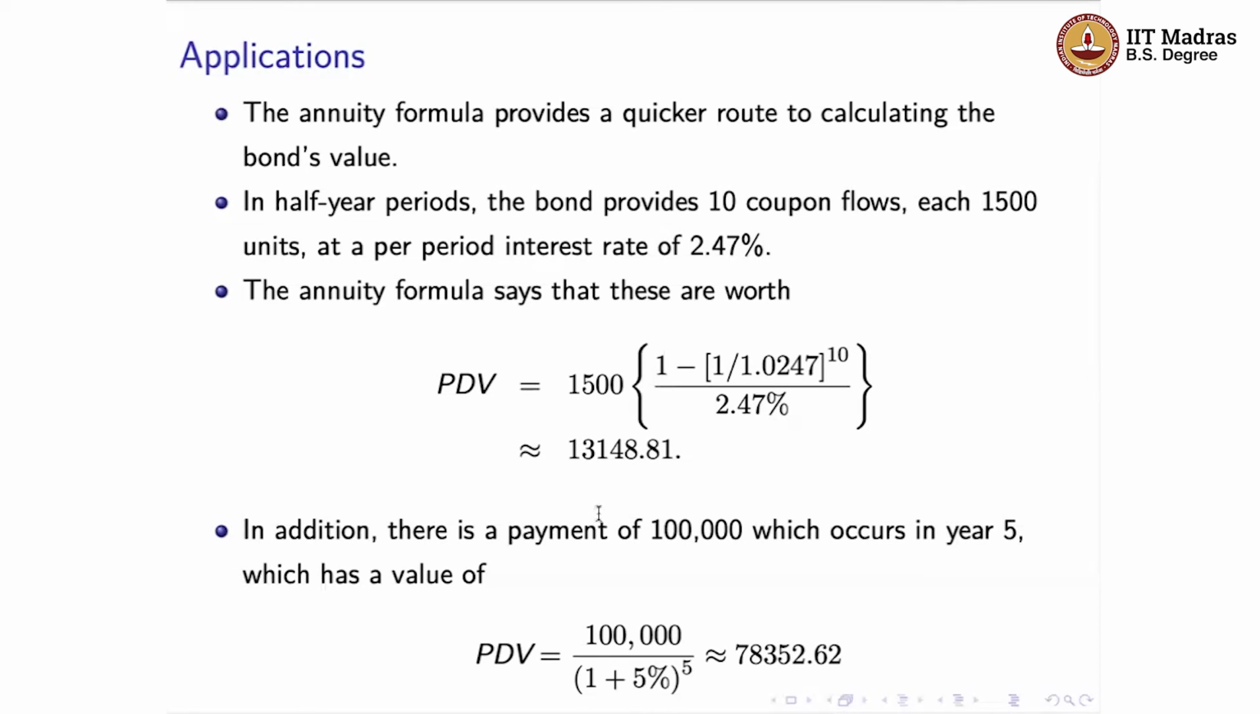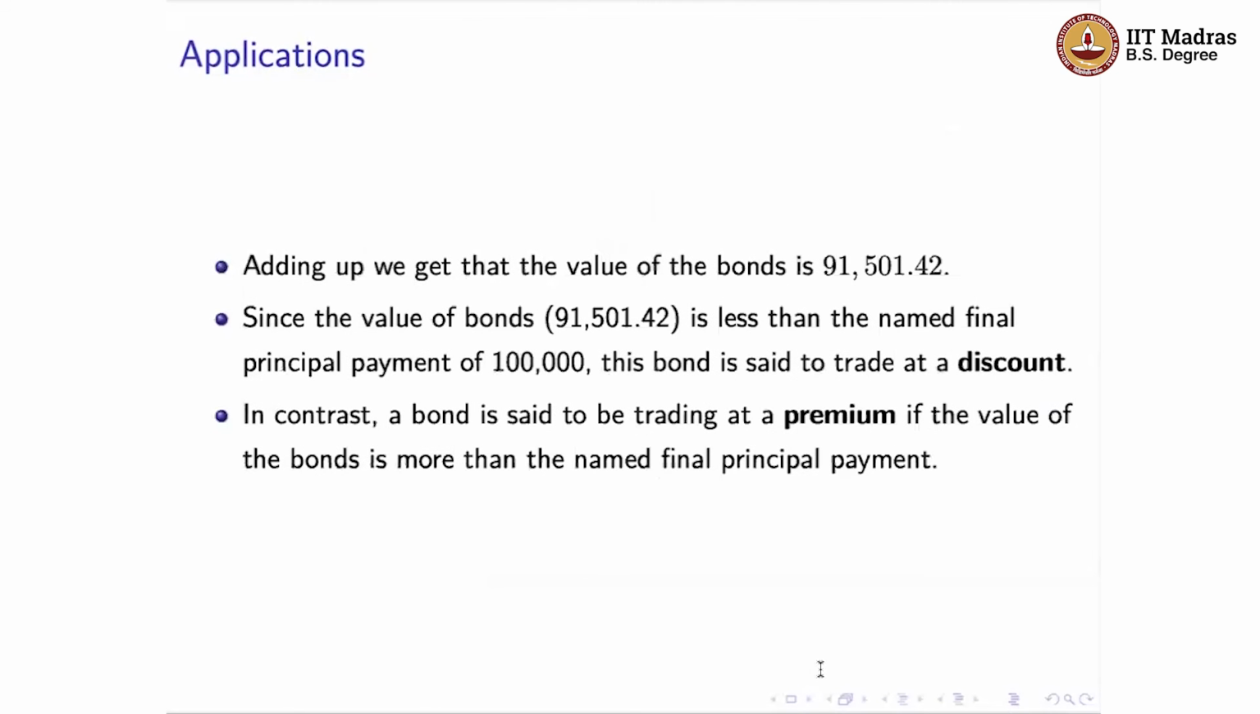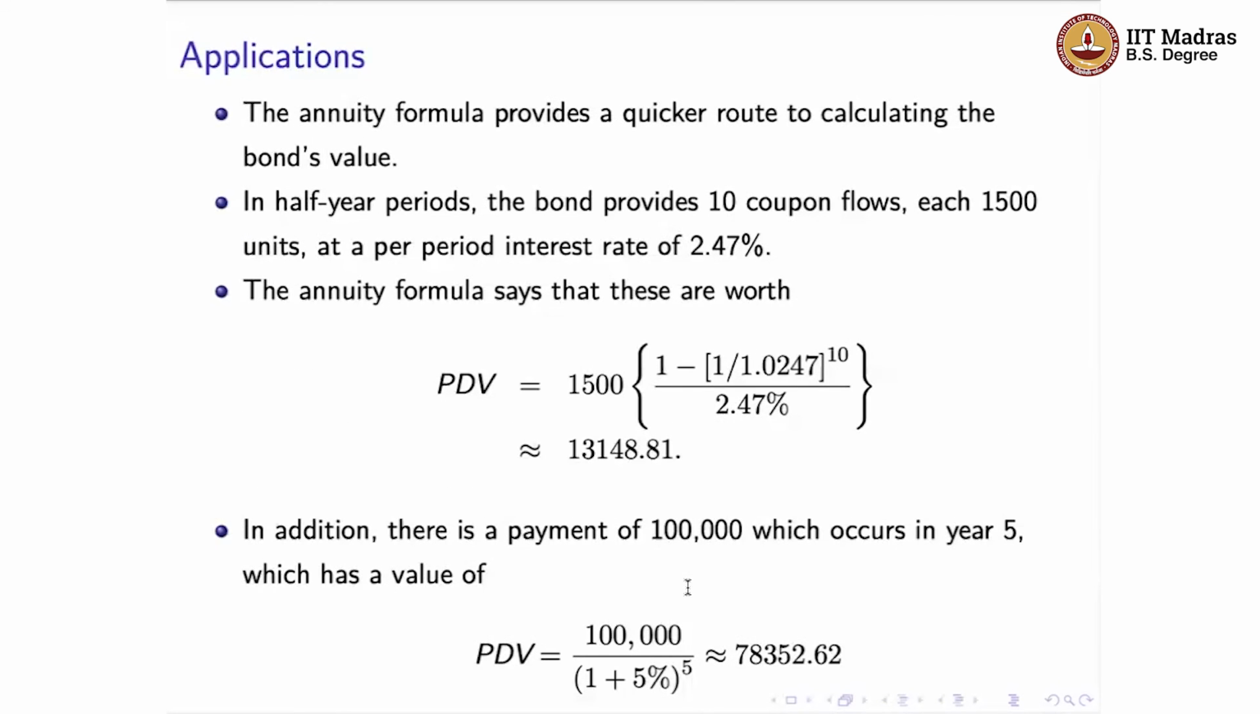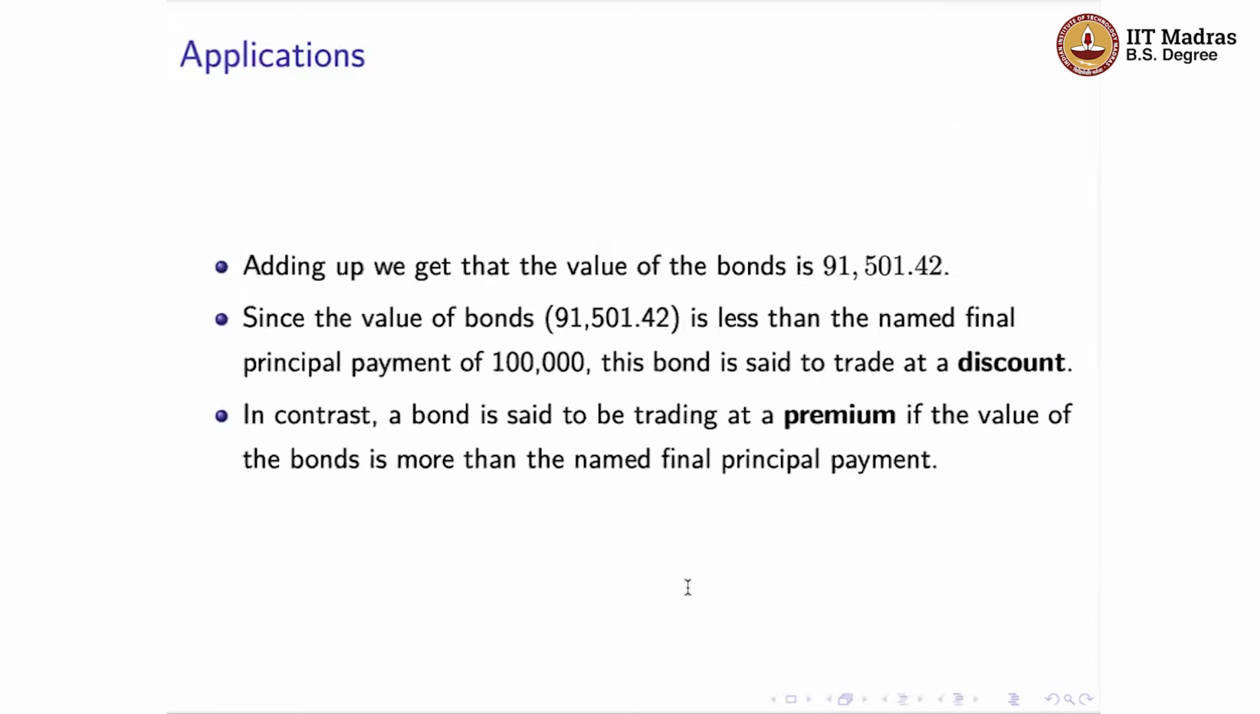In addition to this, remember there is one final payment of 100,000, which we have not included here, and this happens at year 5. That has a present discounted value of 100,000 divided by 1 plus r to the power 5, which is equal to 78,352.62. Now if you add up the two, you end up getting 91,501.42, which is the same amount as before. But you can see that this involved much less calculation compared to before.